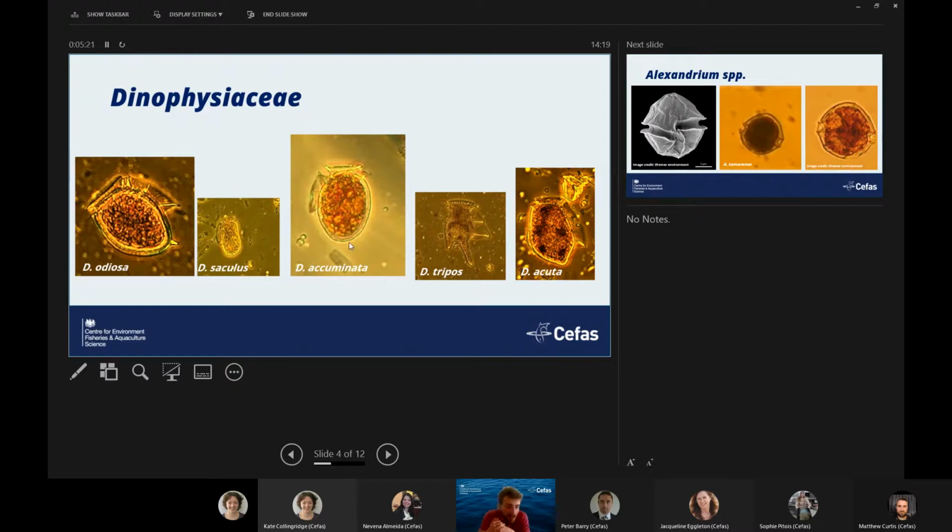There is some variation in toxicity between these. So for instance, Dinophysis acuta here, I believe, is more toxic than Acuminata. Around the UK, though, we mainly tend to see Acuminata in coastal samples. Sometimes if you go more oceanic, you'll see things like this, which is always very exciting for us. Yeah, but that's the Dinophysiae.